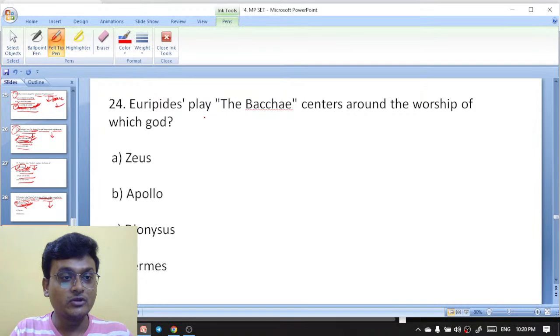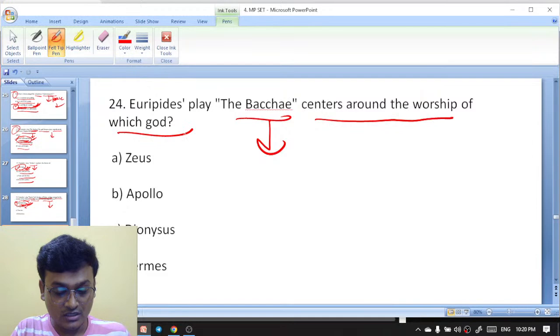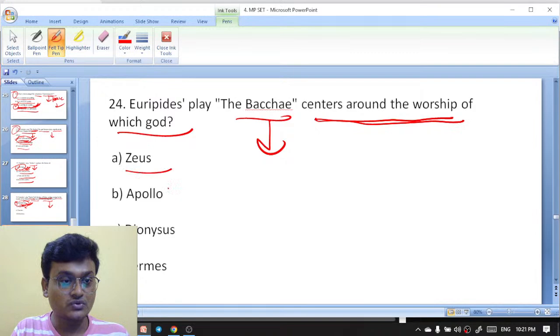Euripides' play the Bacchae centers around the worship of which god? Zeus, Apollo, Dionysus, Hermes. Again, the same question repeated here.